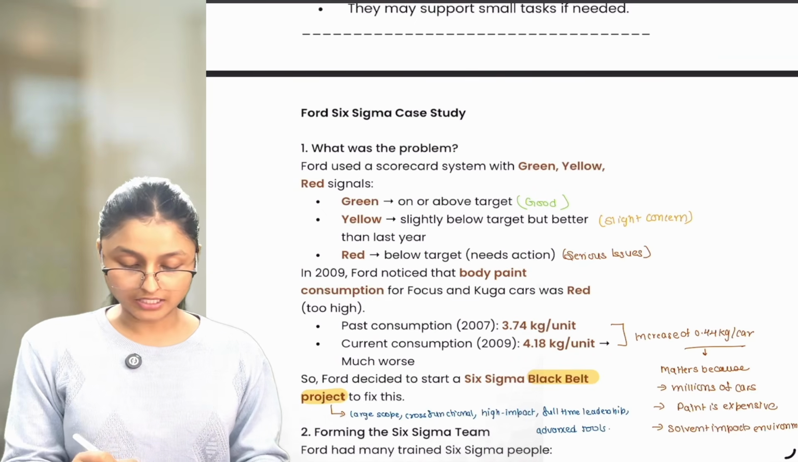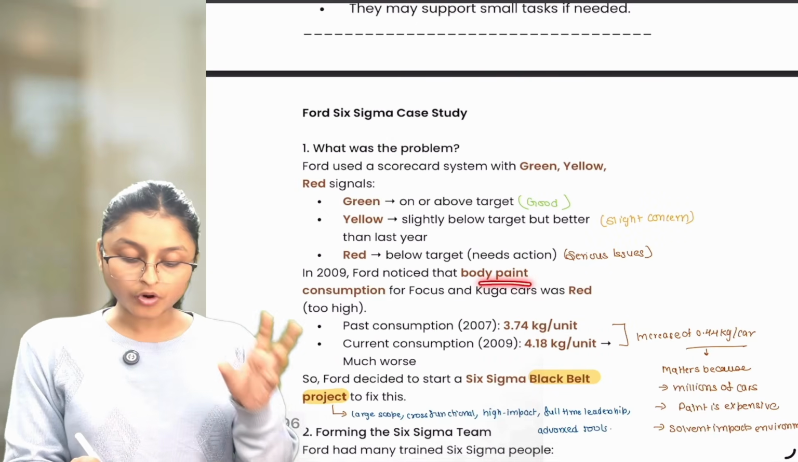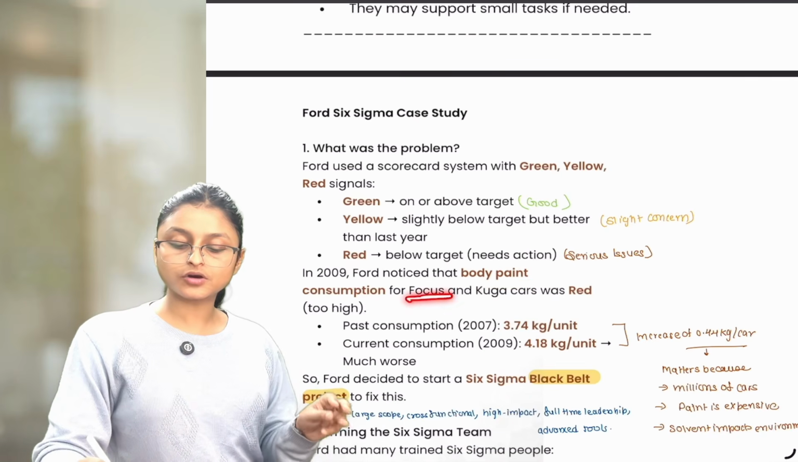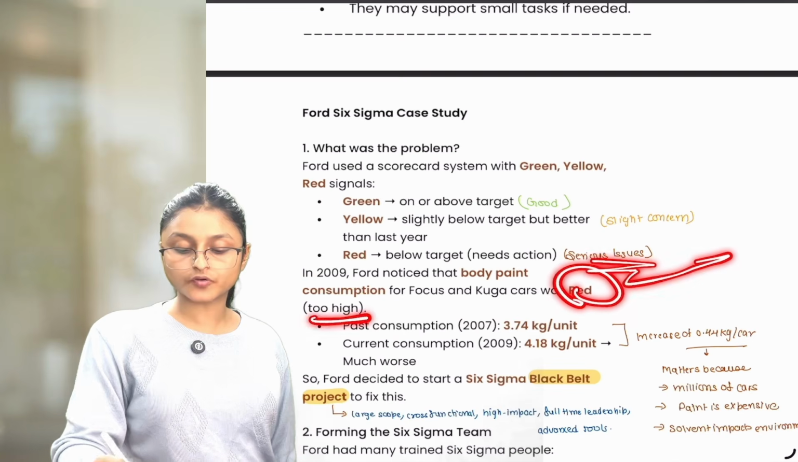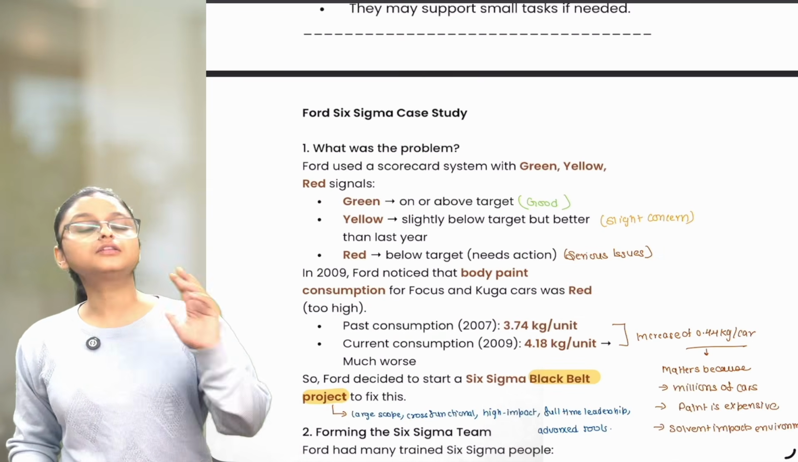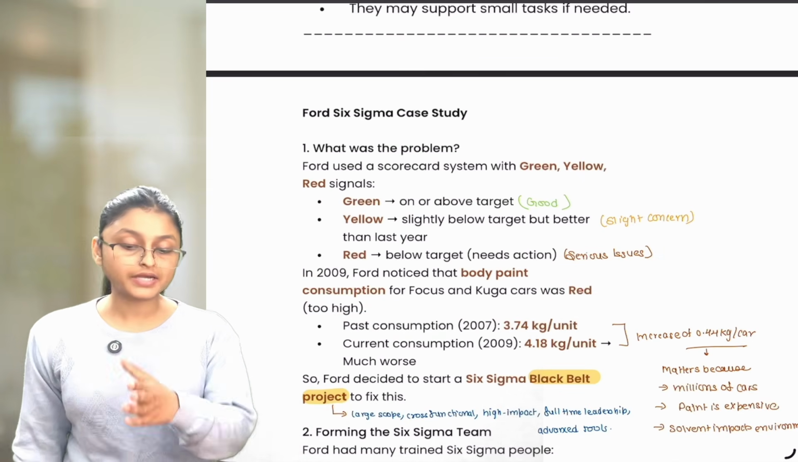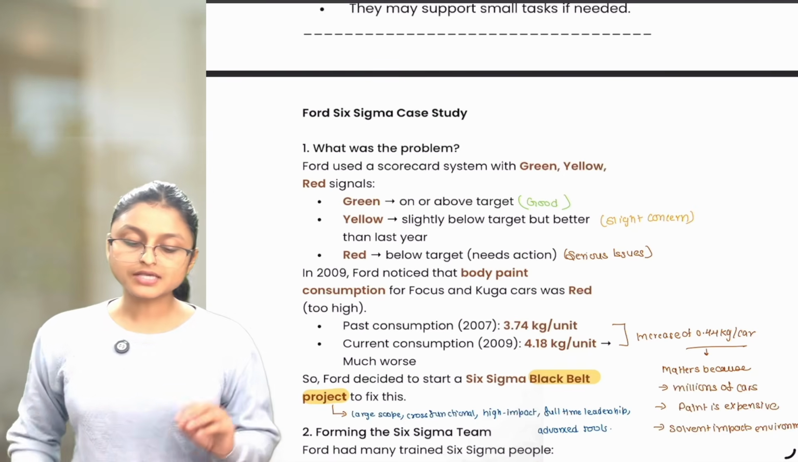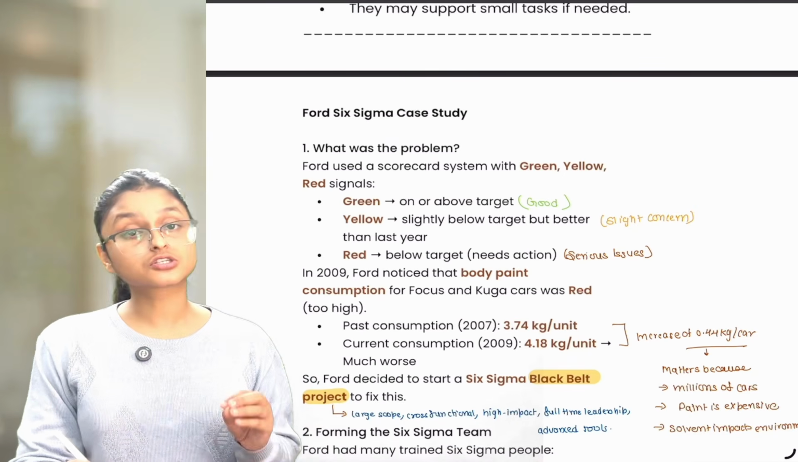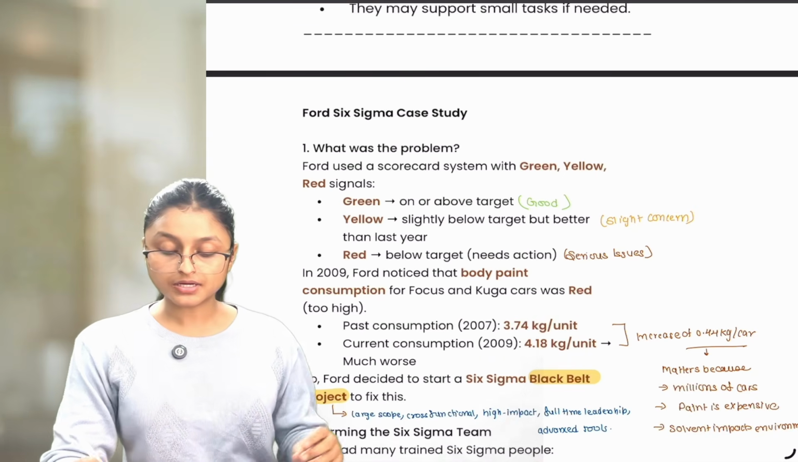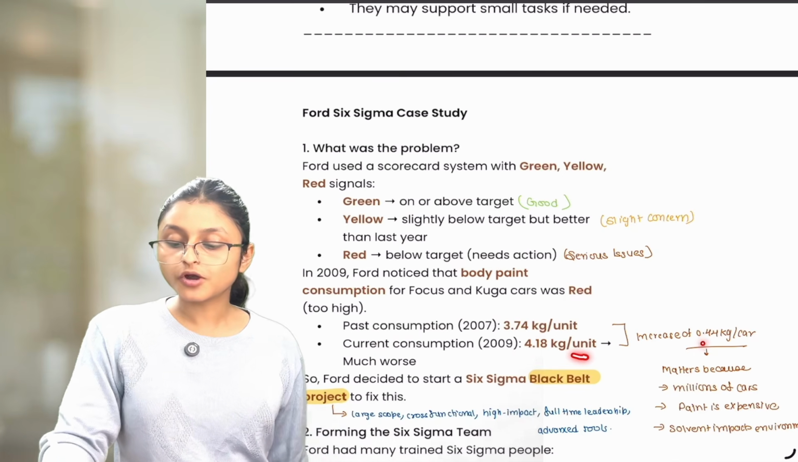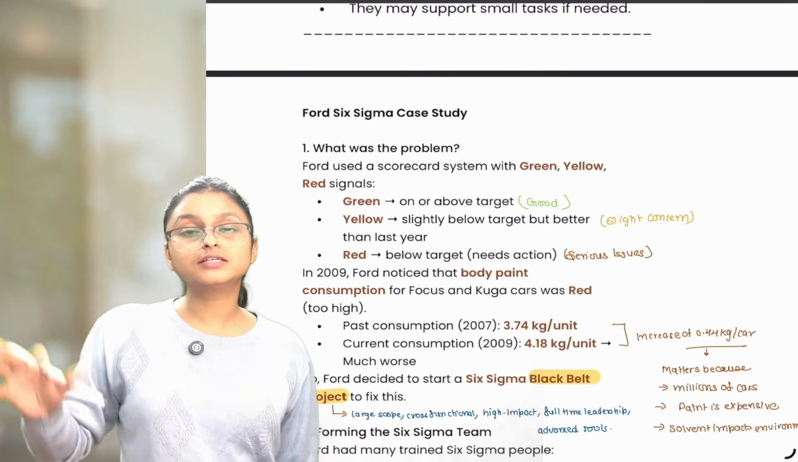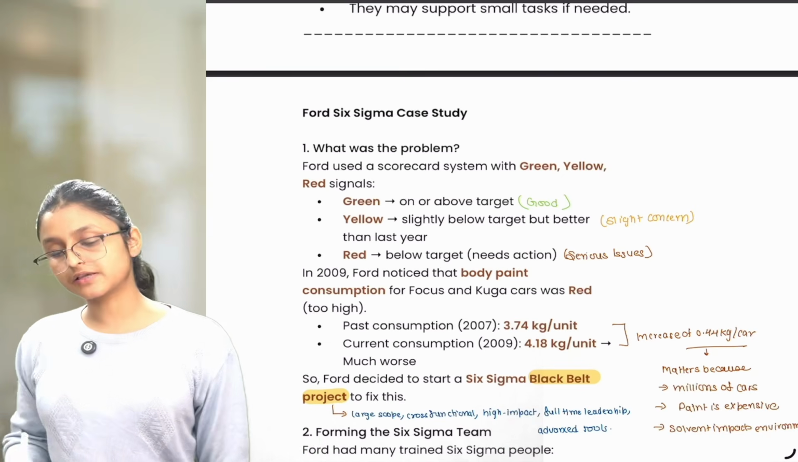So in 2009, Ford noticed that body paint consumption for Focus and Kuga cars was red. That means it was a serious issue for the organization. High consumption was happening for painting these cars. Past consumption in 2007 was just 3.74 kg per unit, but currently we are consuming 4.18 kg per unit, which is 0.44 kg per car more compared to 2007.